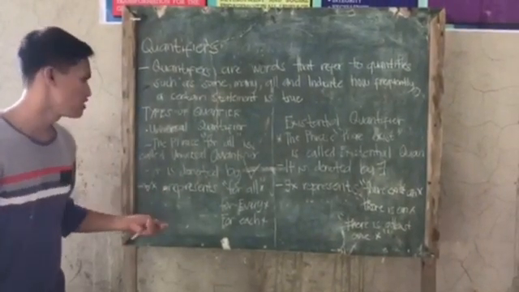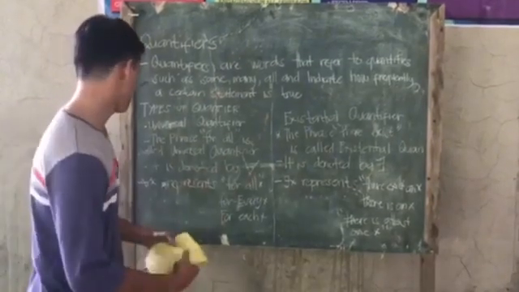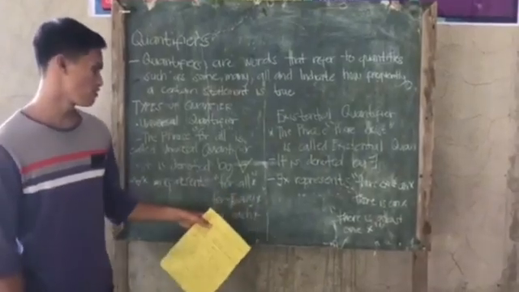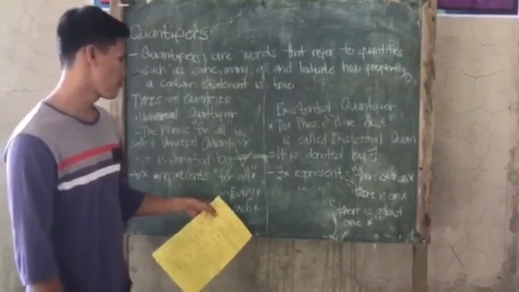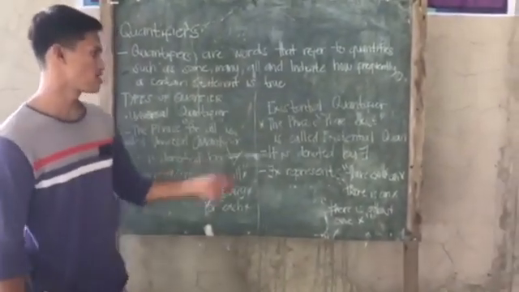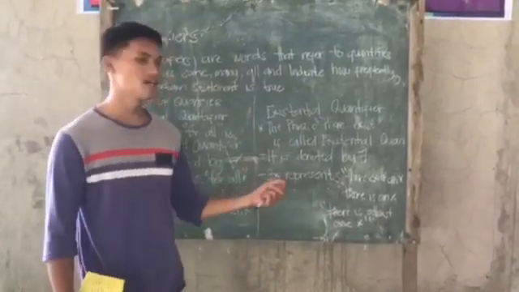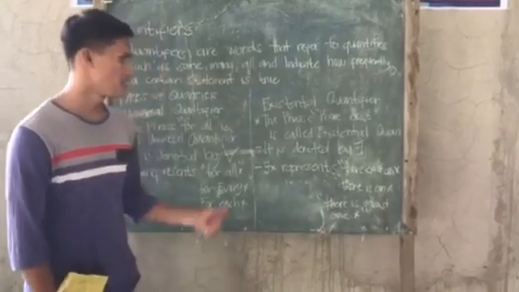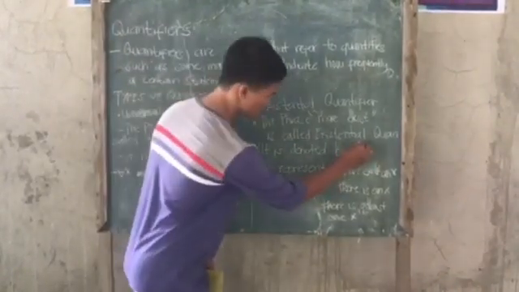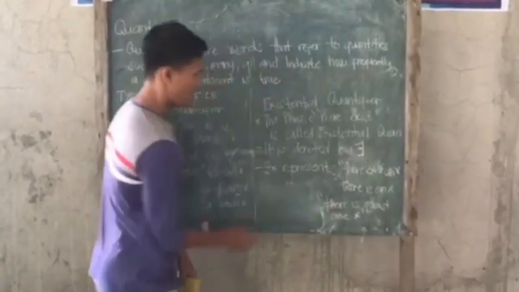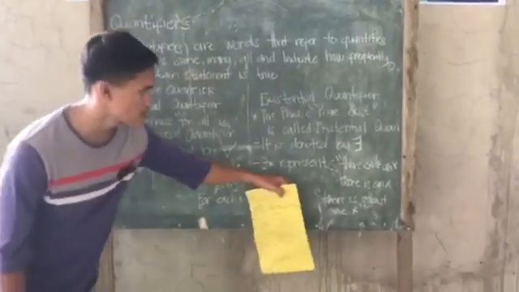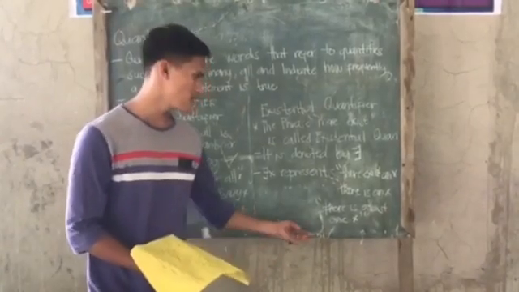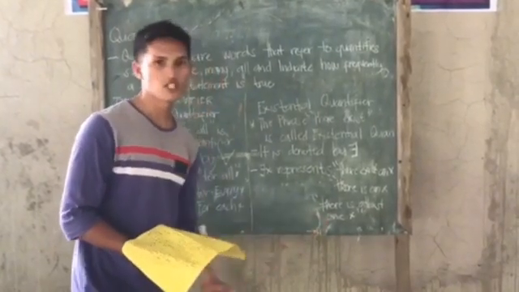It is denoted by this symbol. This symbol represents for all, for every, and for each. For the existential quantifier, the phrase there exists is called the existential quantifier. It is denoted by this symbol. This symbol represents there exists an x, there is an x, and there is at least one x.